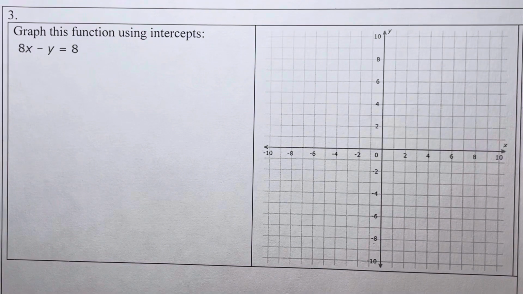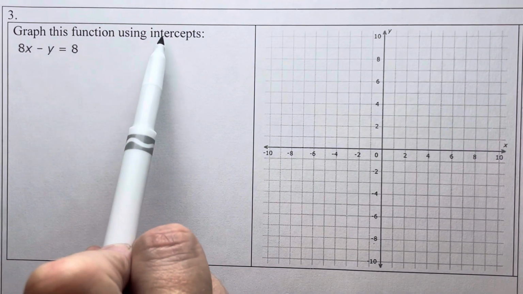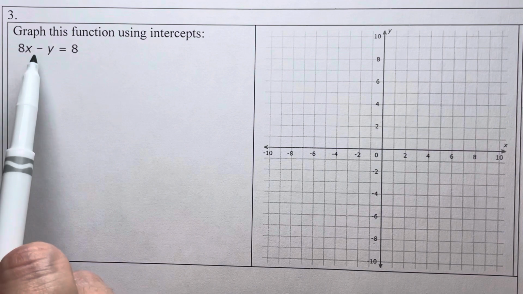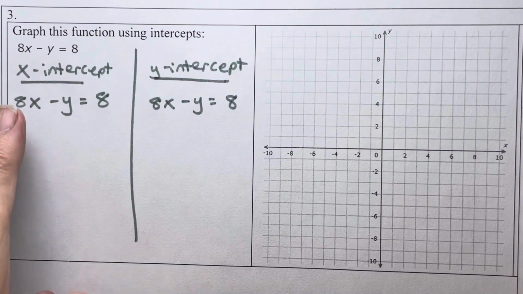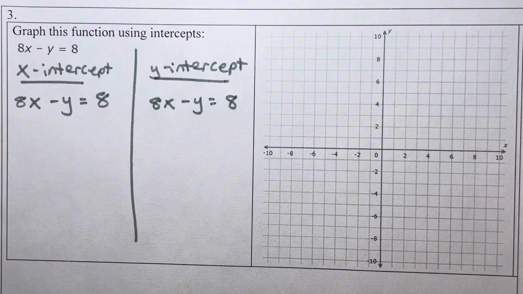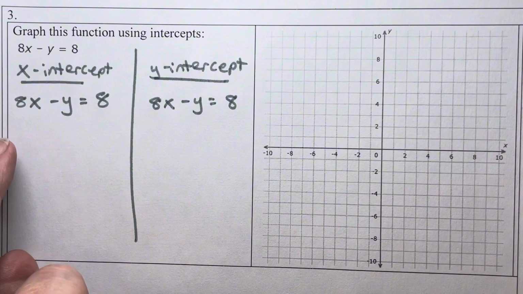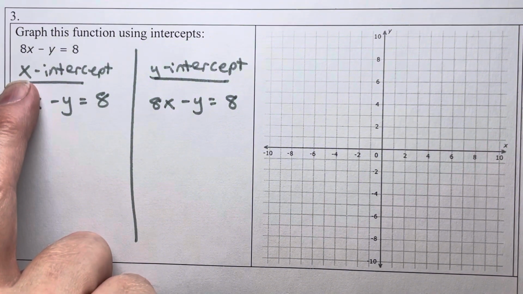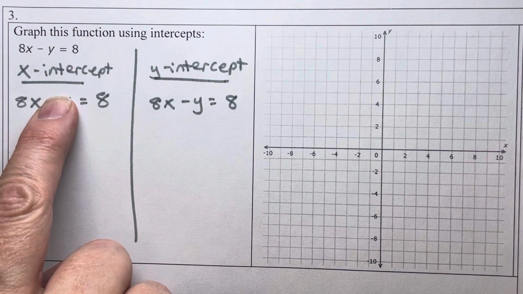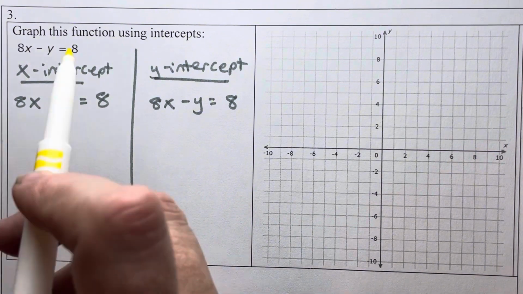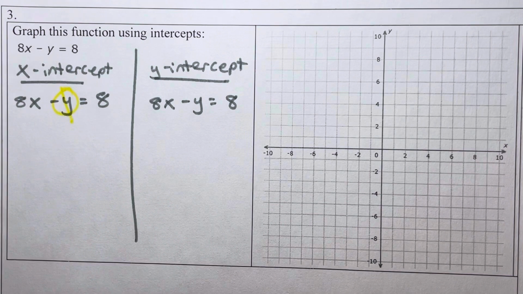Example 3. We're going to graph this function using its intercepts where 8x minus y is equal to 8. Let's start this process by solving for our x-intercept. We know that we need to cover up the variable that we don't need. Since I'm looking for the x, then I don't need the y. So we cover that up with our finger, or we mark it out.